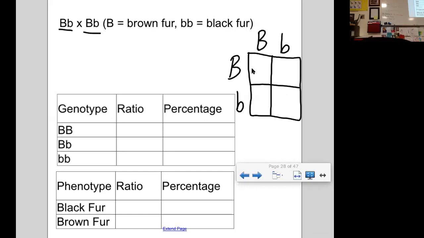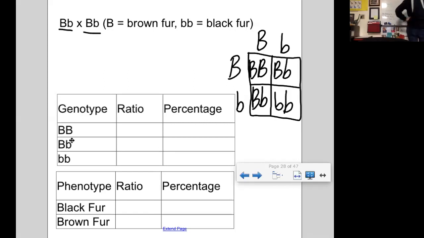What's this first box right here? 2 big B's. Big B, big B. How about this box? Big B, little b. And this one? Big B, little b. And this last one? Little b, little b. Okay, so now for the genotypic ratio, how many big B boxes do I have? 1 out of 4. What's the percent on that? 25%.